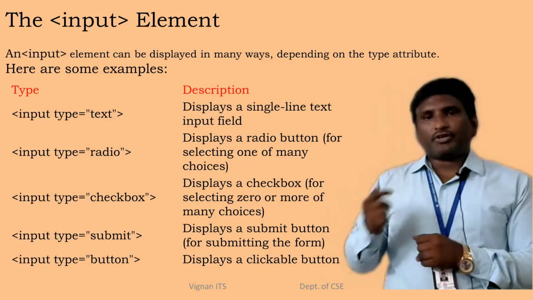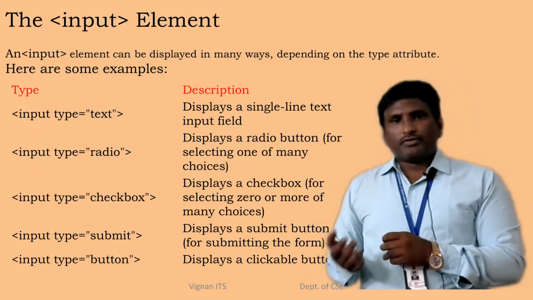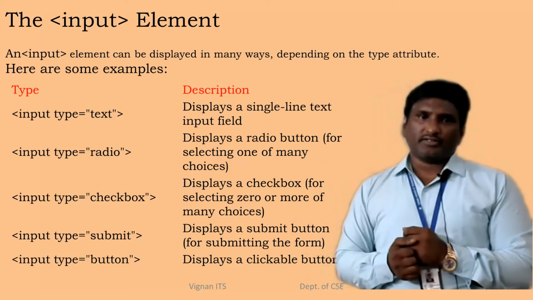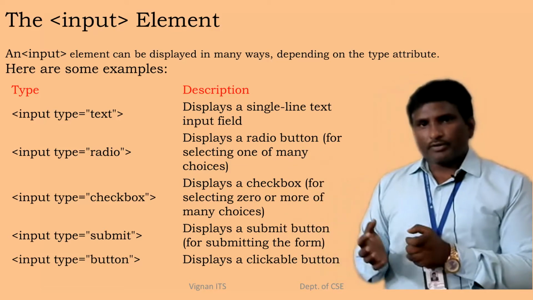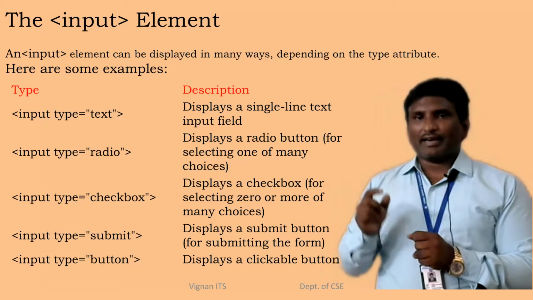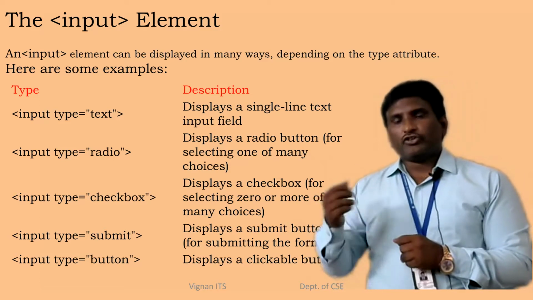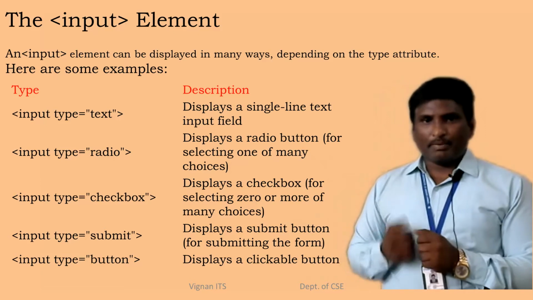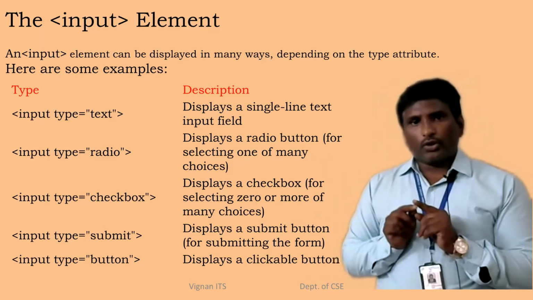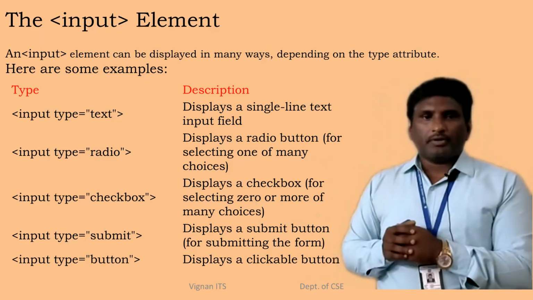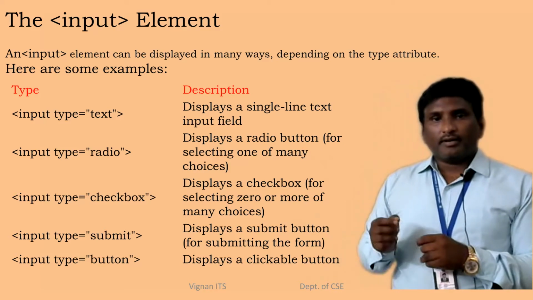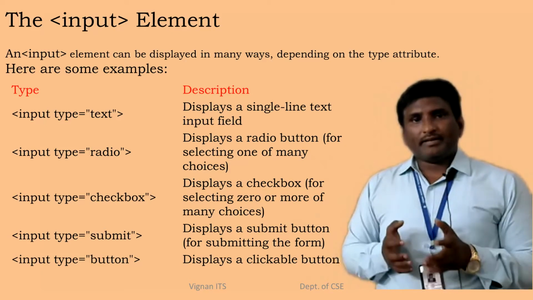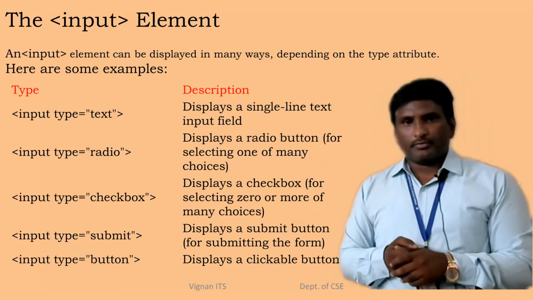Here the type examples are: input type equal to text, which displays a single line text input field; input type equal to radio, which displays radio buttons for selecting one of many choices; input type equal to checkbox, which displays checkboxes for selecting zero or many choices; input type equal to submit, which displays a submit button for submitting the form; and input type equal to button, which displays a clickable button. These are the input elements which come under form.